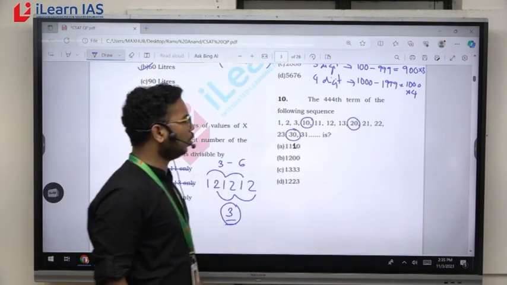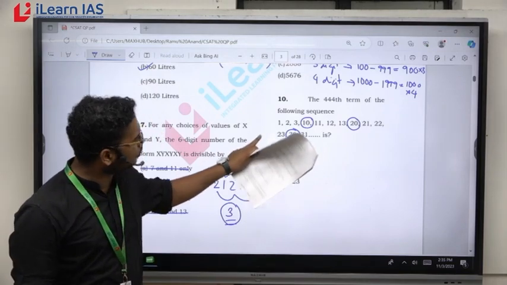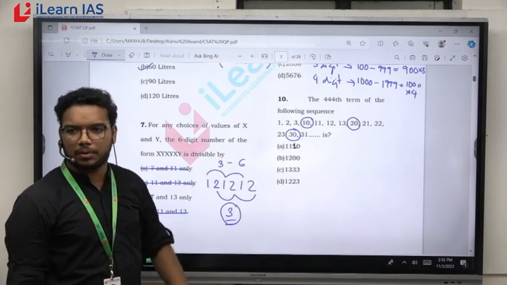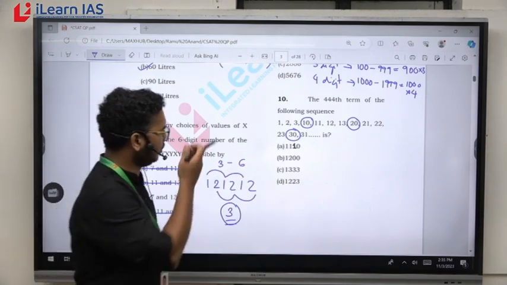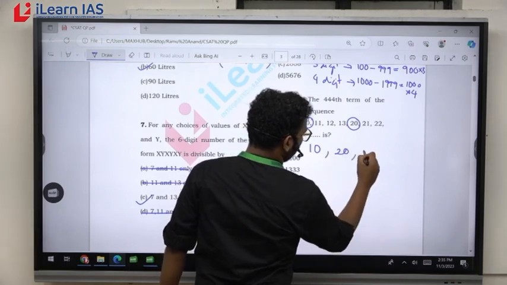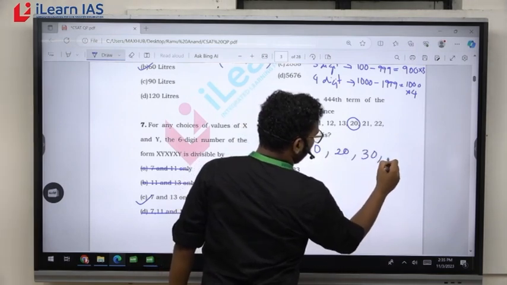If you look at every fourth term, this also follows the arithmetic progression. Every fourth term follows an arithmetic progression. 10, 20, 30, etc.